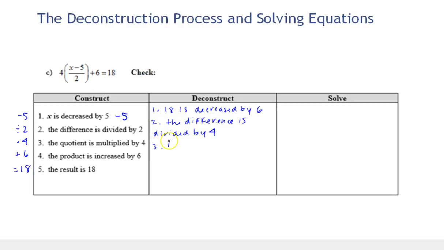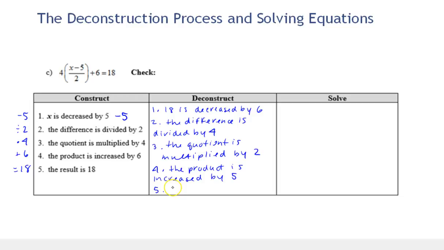Now our last answer was a quotient, so the quotient is, now we had divided by 2, so we're going to multiply by 2. Is multiplied by 2. And then the next step, we had decreased by 5, so we're going to increase by 5. And this was a product, so the product is increased by 5. And the result is x. So this brings us back to x.